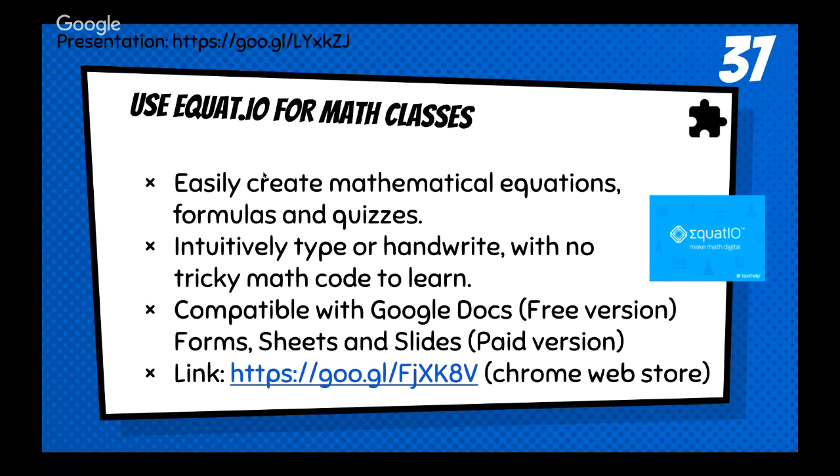The next one is Equatio. Equatio used to be called GMath, and now it's called Equatio, and basically allows you to create mathematical equations, formulas, and quizzes right from your Google Doc. You can type in your formulas, or you can handwrite them, and you don't really need to know the math code. You can just type in something like square root of 144, and it will translate and put that equation in for you. There is a free version that's compatible with Google Docs only, but the paid version adds forms, sheets, and slides to the mix. So you can have equations in all of those.